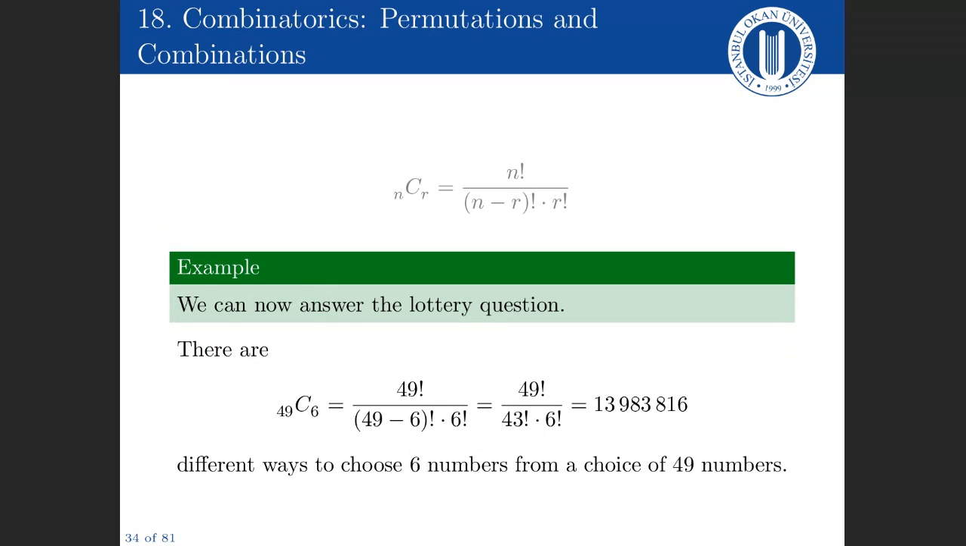Now we're ready to answer the question about the National Lottery. There are 49 numbers in the lottery, and we need to choose 6 numbers. So we calculate 49 choose 6, and we find that there are almost 14 million different ways to choose 6 numbers from a total of 49 numbers.